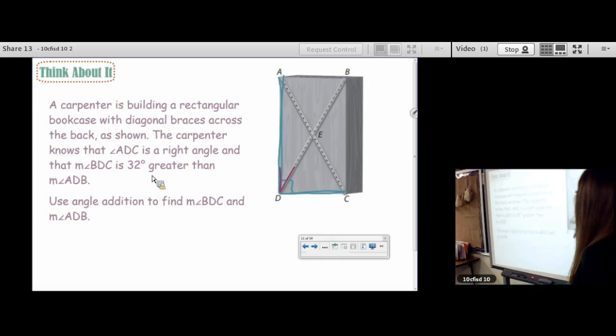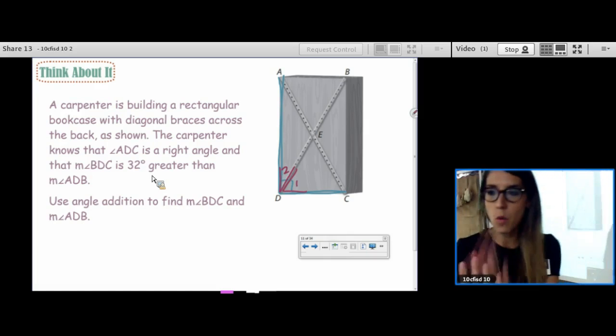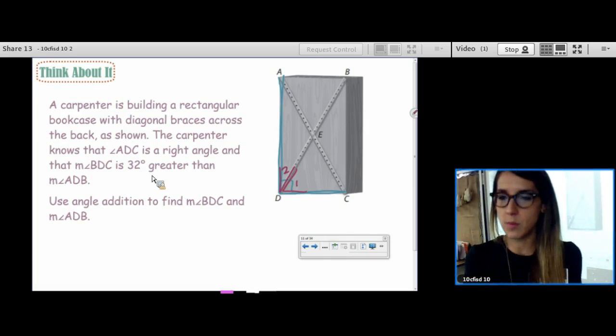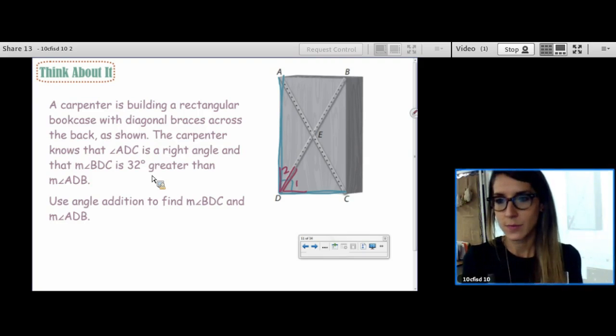BDC, angle 1, is 32 degrees greater than ABD. So he knows angle 1 is 32 degrees more than angle 2, but he wants to find the measure of the angle. So when we know something like that, we want to name the smallest thing X. Which one's smaller, angle 1 or angle 2?